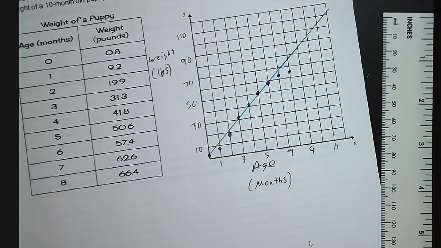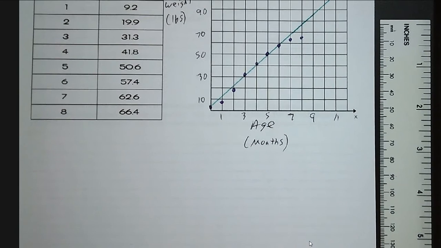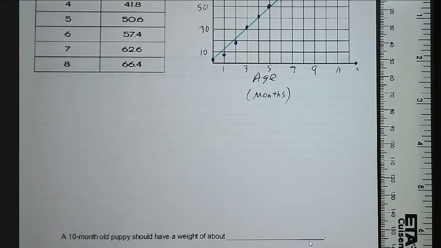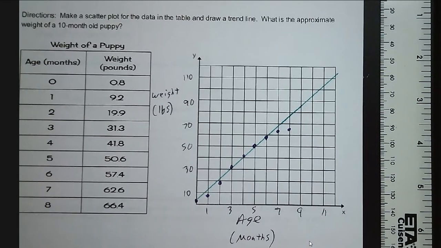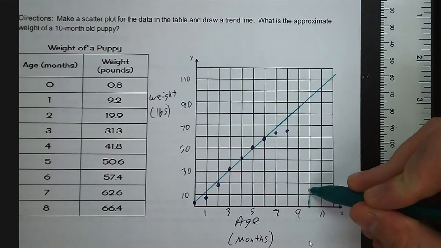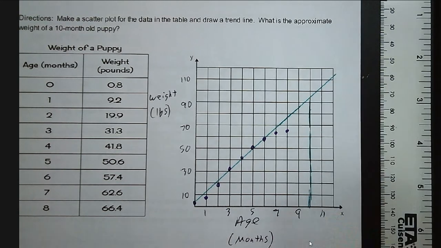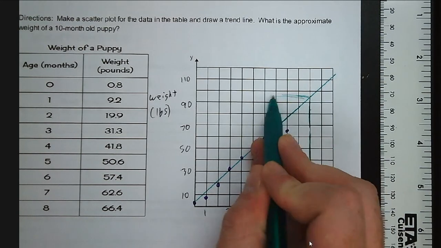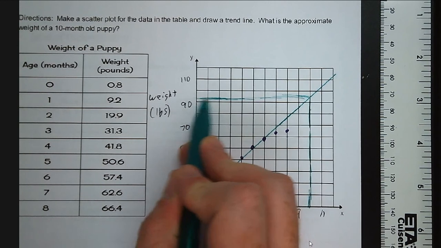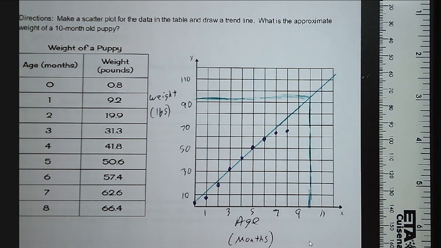So now the bottom of the page is asking us to find about how much a 10-month-old puppy is going to weigh. So if I find 10 on my x-axis, 10-month-old puppy, follow it up to my grid, or to my line, and work my way across, I'm going to say that that puppy should probably be about, I don't know, maybe 92 pounds.